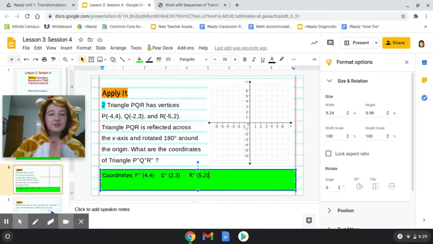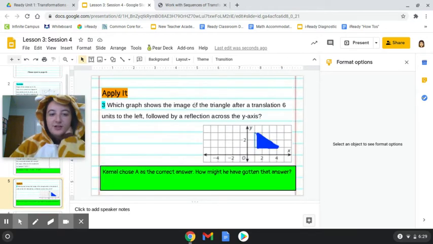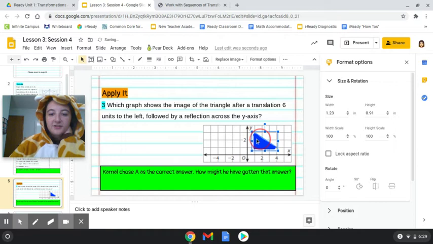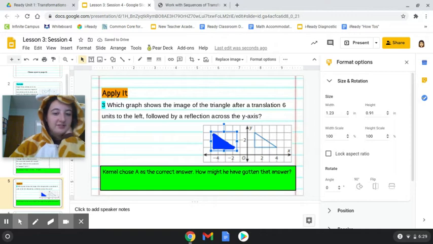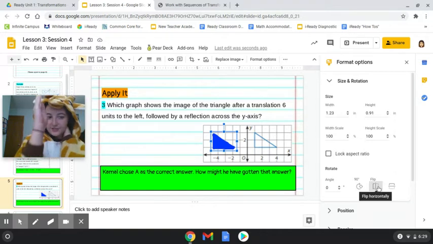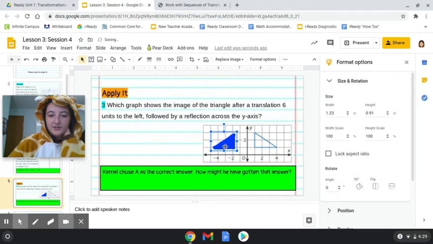Next, we're on to question 3. So it says, which graph shows the image of the triangle after a translation of 6 units to the left, followed by a reflection across the y-axis? So we're going to start by moving this 6 to the left. So 1, 2, 3, 4, 5, 6. And then we're going to reflect across the y-axis. So remember, that's the one that goes this way. So remember, it's 2 away there. So then it's 2 away here. So you want to look for the one that looks like this, which is C in your book.